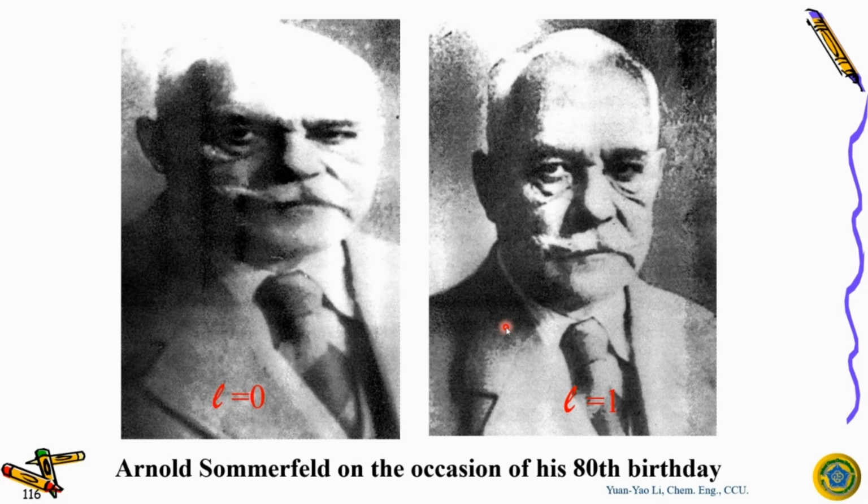So at his 80th birthday, all the students came together and showed these two pictures. This is because he is the one who created the second quantum number, which is L, right? If this is a circle or sphere, this is L equal to 0. If we make it longer, this is elliptical, so this is L equal to 1. Nice, right?